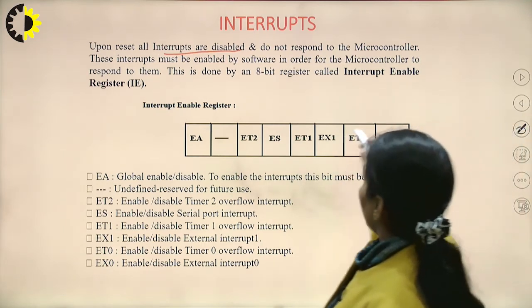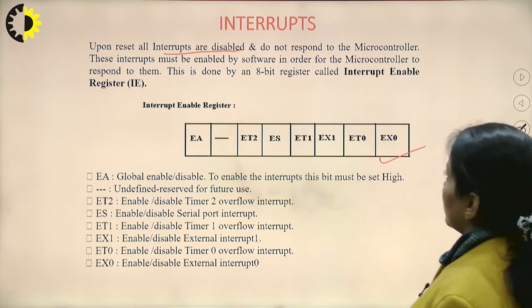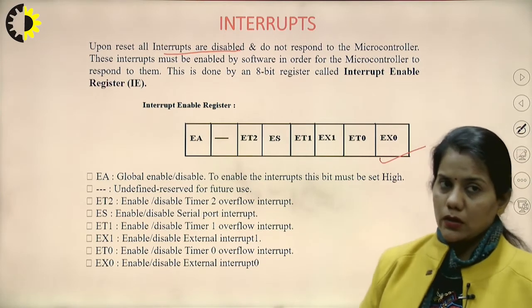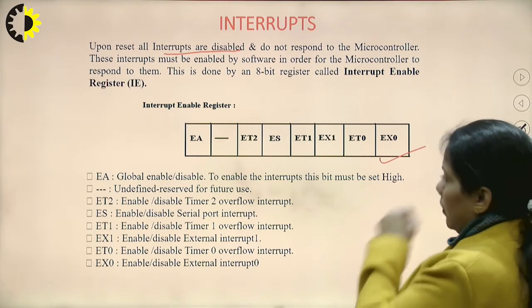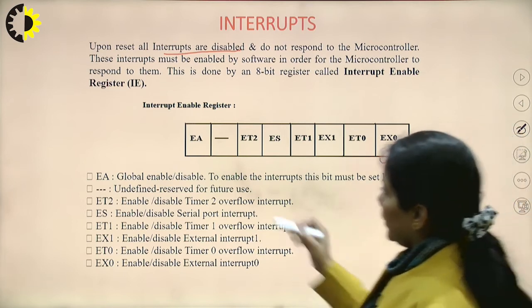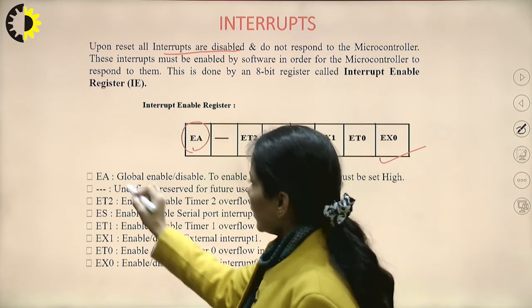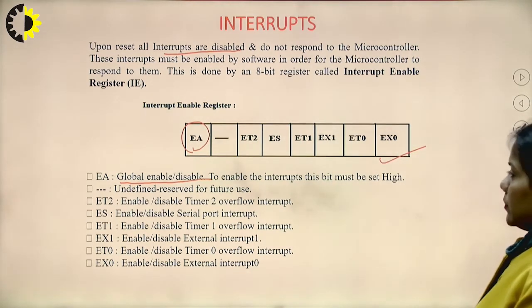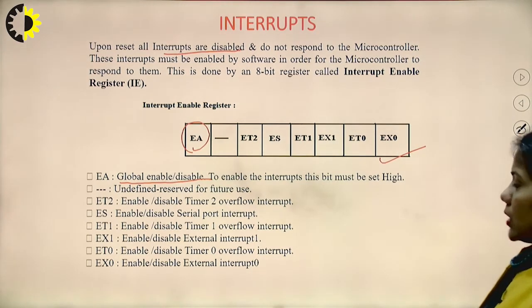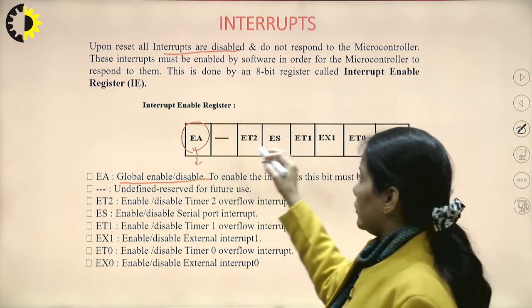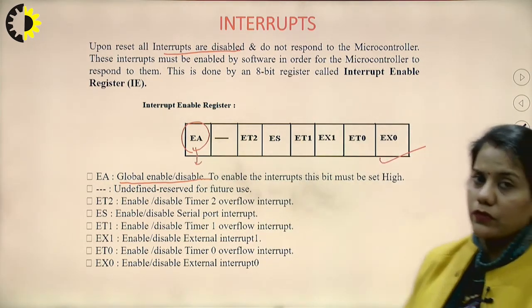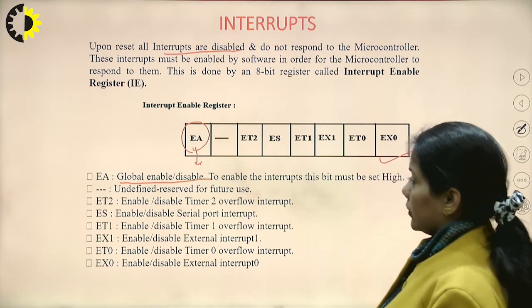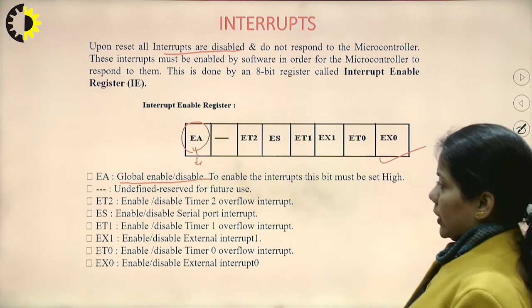This is done by the 8-bit register, and this register is known as the interrupt enable register. This is a register where the interrupts are enabled. So here EA bit. This is the global enable or disable bit. To enable the interrupts, this bit must be set high. So in case this bit is set low, but any of the interrupt is enabled, then also the interrupt will not work until this bit is made high. So this is a global bit.